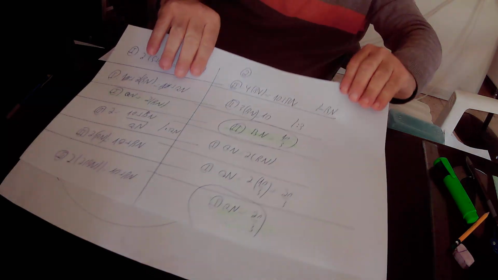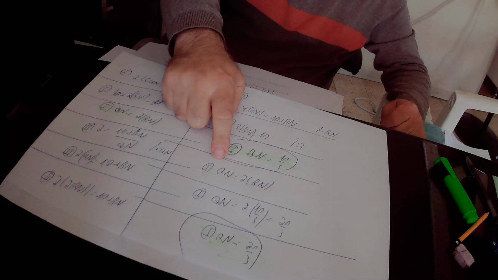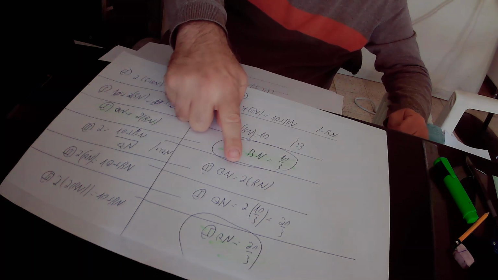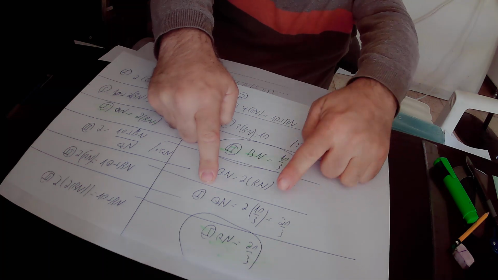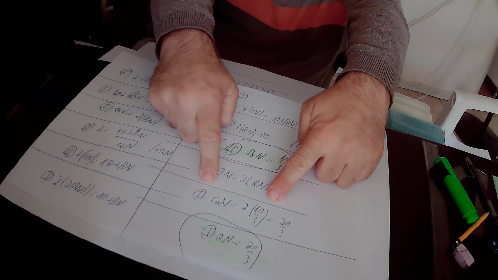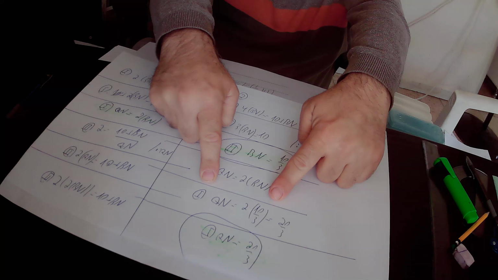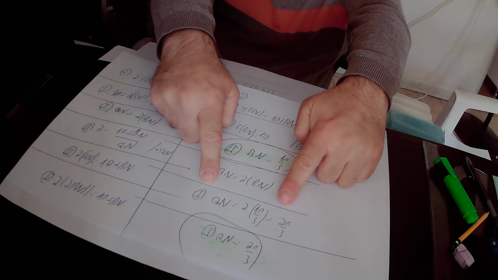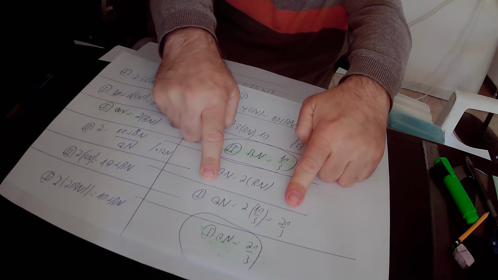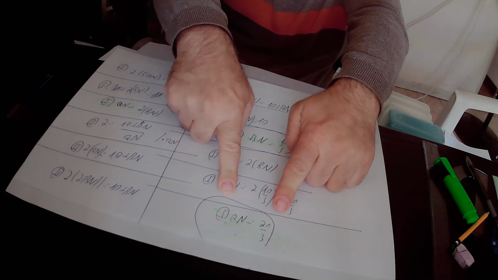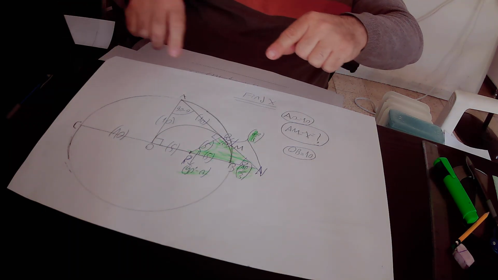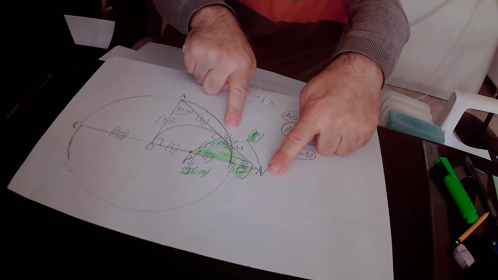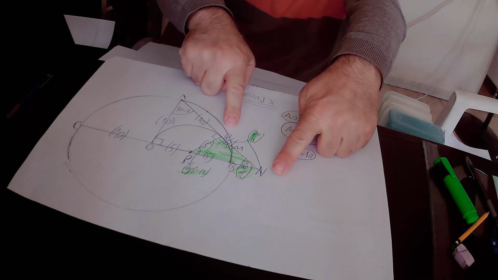According to equation number 1, we have only found out that Qn equals 2 times Bn. That is to say, Qn equals 2 times Bn, and Bn is 10 over 3. So Qn equals 2 times 10 over 3. 2 times 10 over 3 is 20 over 3. So in conclusion, we found out that Qn equals 20 over 3 units in its length. Here, this line segment Qn equals 20 over 3 units in its length.